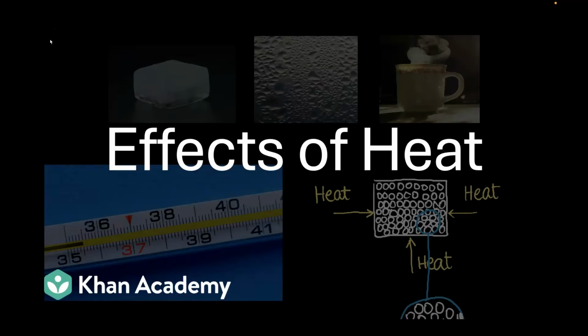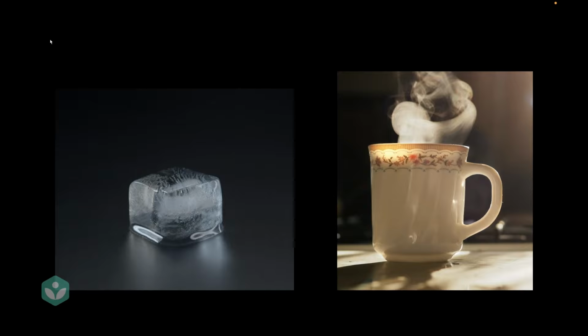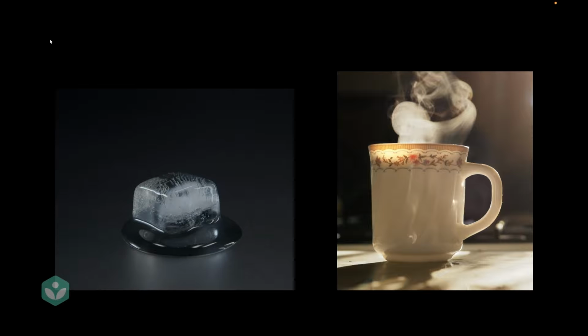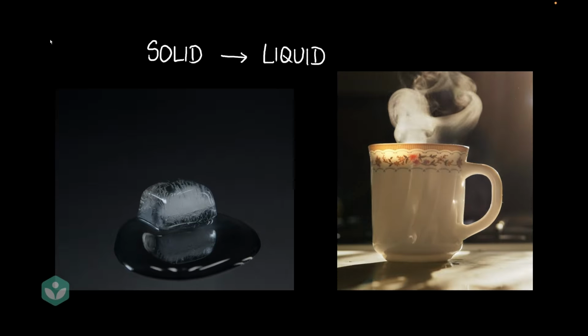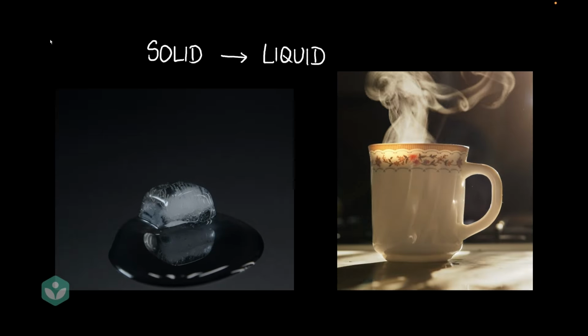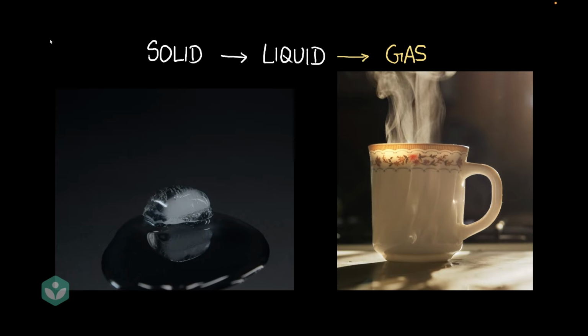In this video, we'll be talking about the effects of heat. Look at these two videos here. On the left, we have an ice cube that's slowly melting and becoming water. This is basically a phase change where a solid is becoming a liquid, right? And on the right, we have a cup of tea from which steam is rising, right?